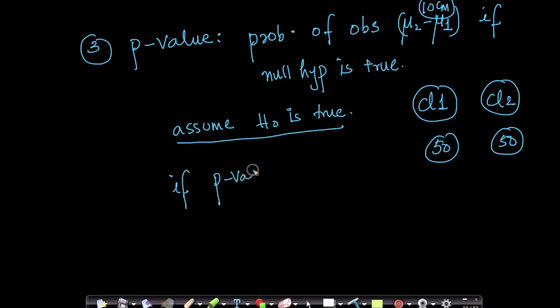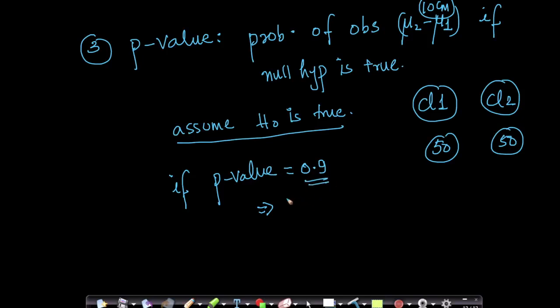Let's assume the p-value is, let's say, 0.9. What does it mean? It means that if my null hypothesis is true, I don't know how to compute the p-value yet. We'll see how to compute it. Let's assume somebody gave us the p-value. Okay, let's assume the p-value is 0.9. Let's understand what it means.